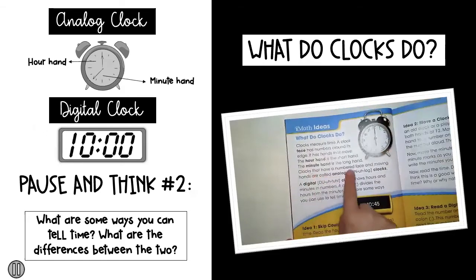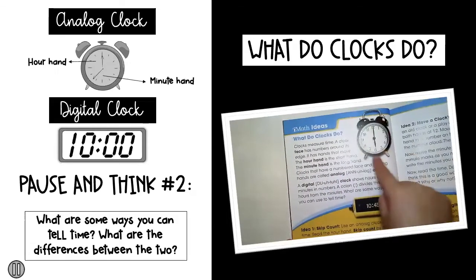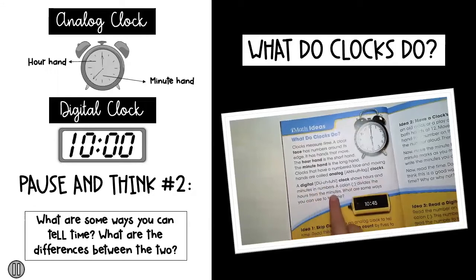Clocks that have a numbered face and moving hands are called analog clocks. So this clock is an analog clock. A digital clock shows hours and minutes in numbers. A colon divides the hours from the minutes. What are some ways you can use to tell time?